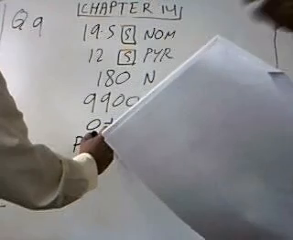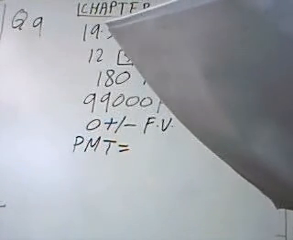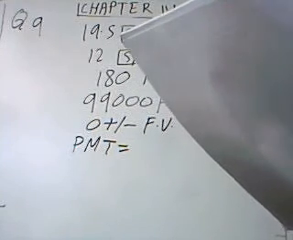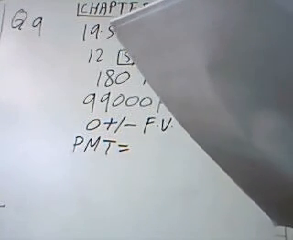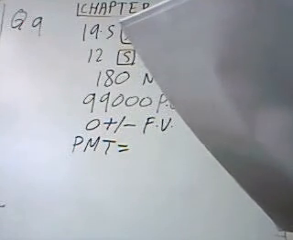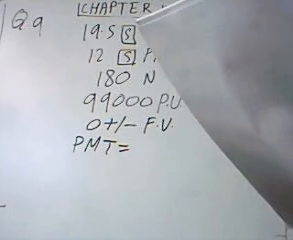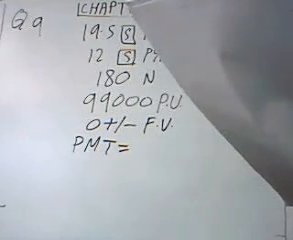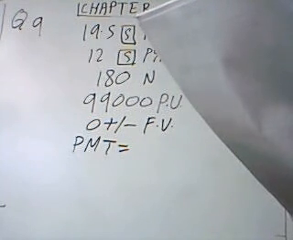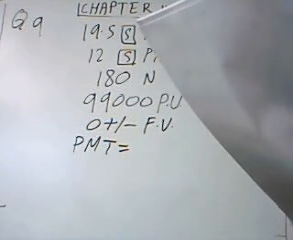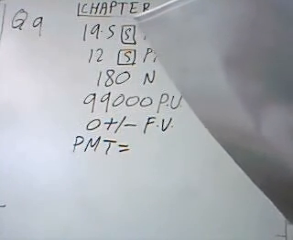Then months are 180, so that key is solved. Then 99,000 is the present value. When you do the sum, you can write on the PV, 180 N. Now these steps are done. You have to find one of them only. Then 0 plus minus for future value, since future value is not given. And then payment, we have to find the payment.